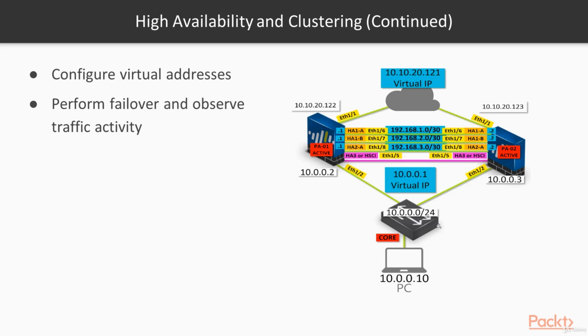So we're going to configure that virtual IP. We're going to allocate it onto the cluster, and then each one will have individual ones. Once that's done, we should be able to test connectivity from the internal PC to the outside.